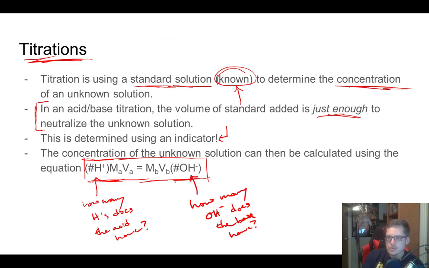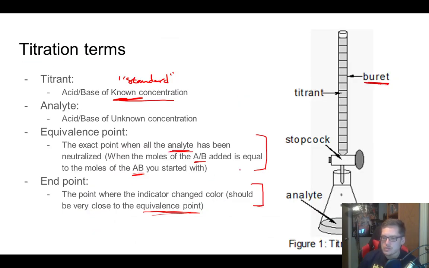So you're going to choose your indicator to match your end point to your equivalence point. Again, your equivalence point is when the moles of the acid and base are equal to each other, whatever you started with and whatever you've been adding. And then the end point is when the indicator has actually changed color.